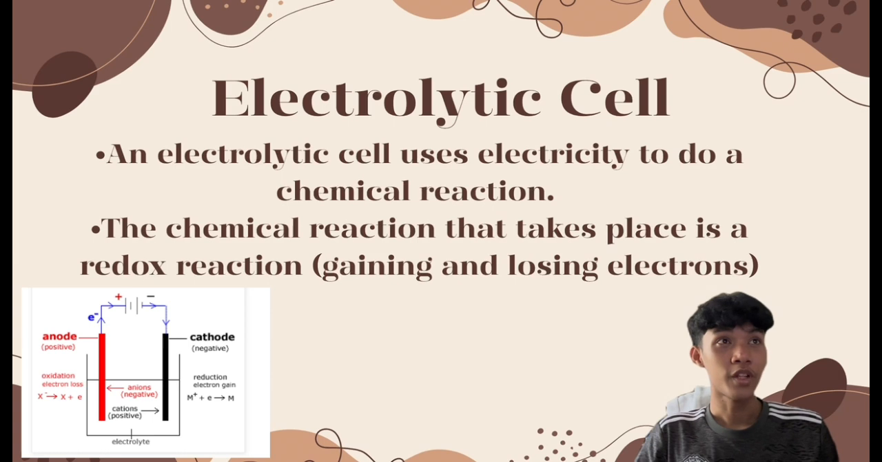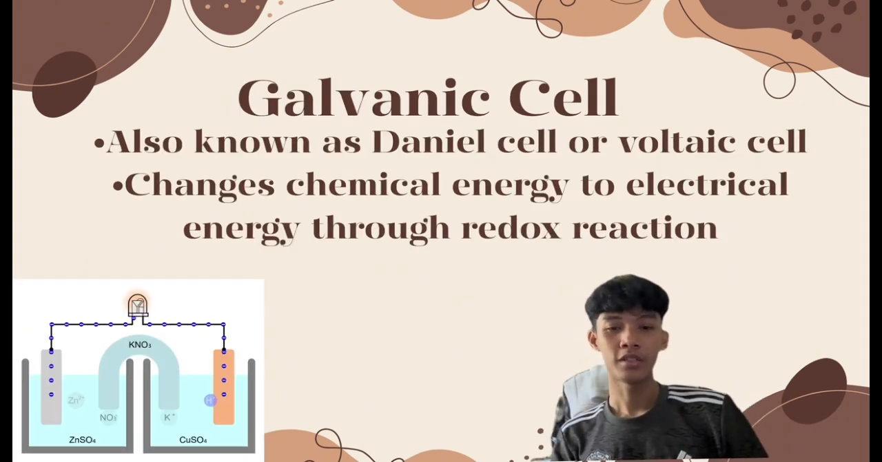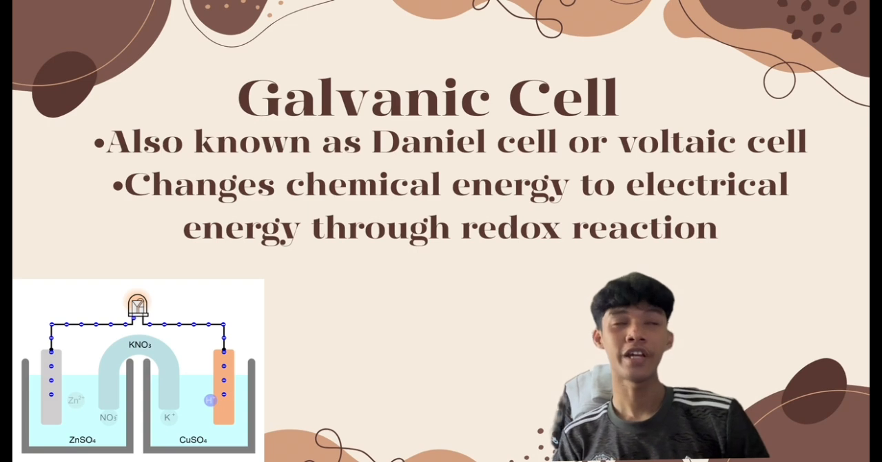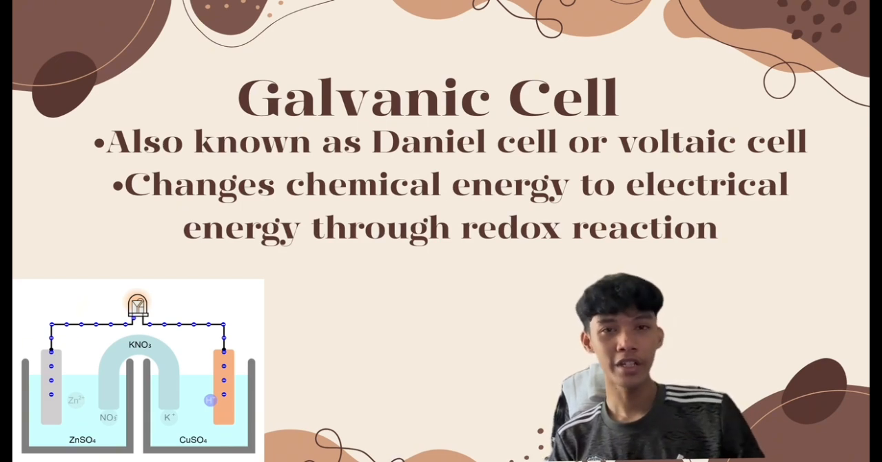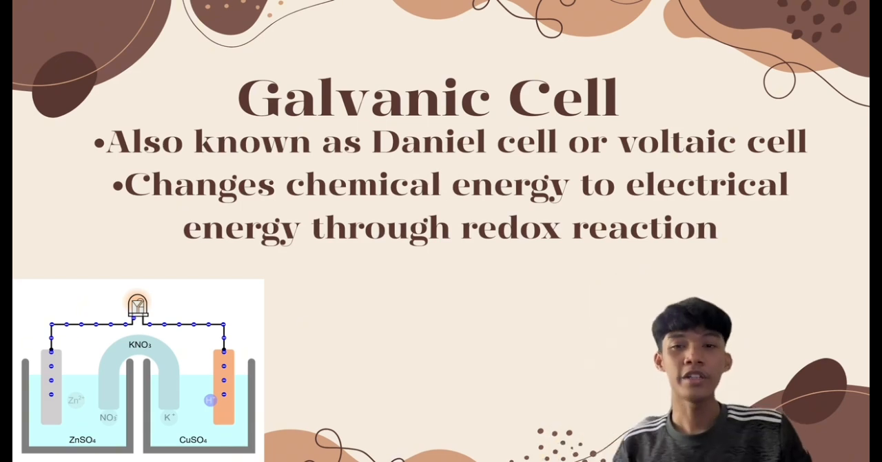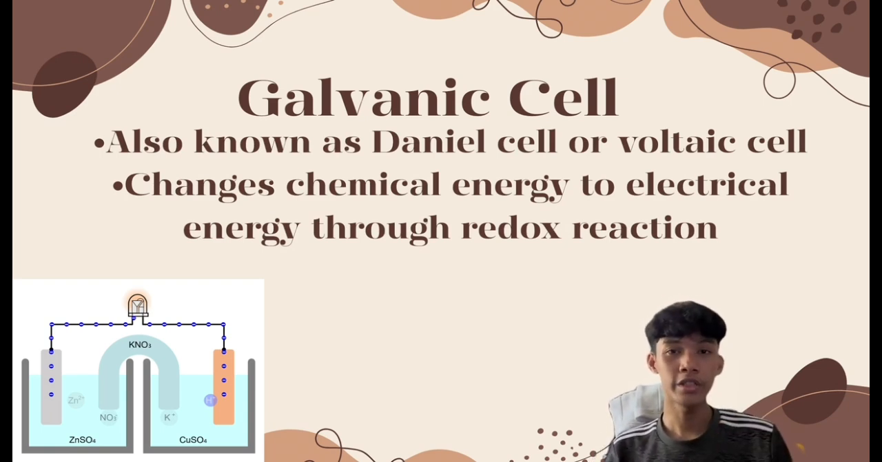Okay, so when the process happens, at the anode the oxidation is loss of electrons, and at the cathode the reduction is gain of electrons. Next is galvanic cell. Galvanic cell, also known as Daniell cell or voltaic cell, changes chemical energy to electrical energy through redox reaction. In a galvanic cell, it doesn't need a battery because the chemical reaction itself generates electrical energy.